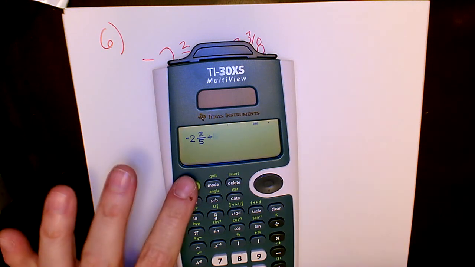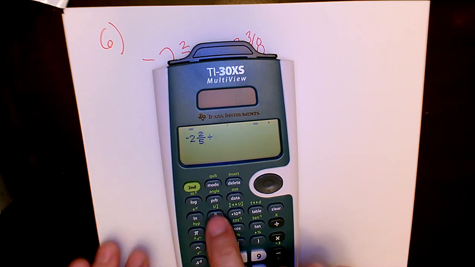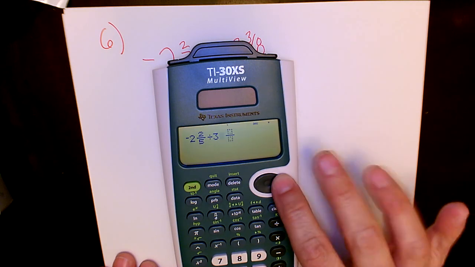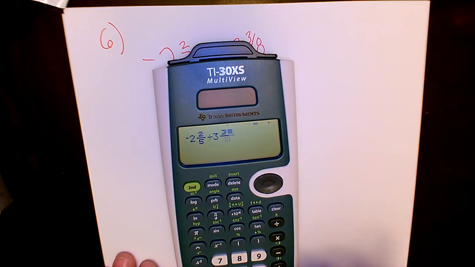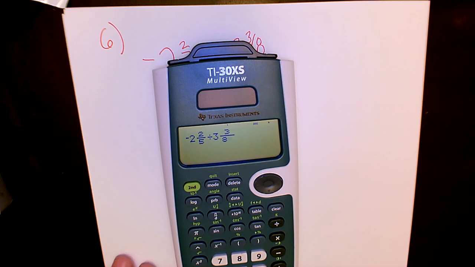and then we're going to put the second mixed number in, second n over d, right here, and we're going to put the second one in, 3 3/8. So 3, far right arrow, 3, far right arrow, 8, far right arrow. So my problem is in. I'm going to hit enter.